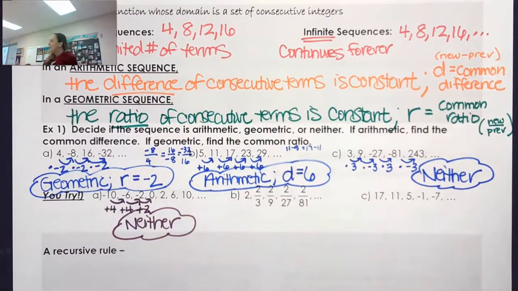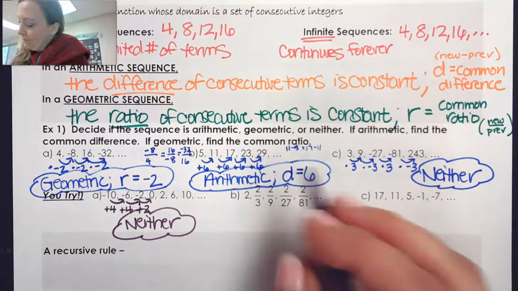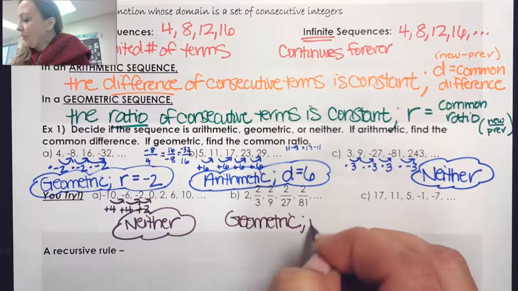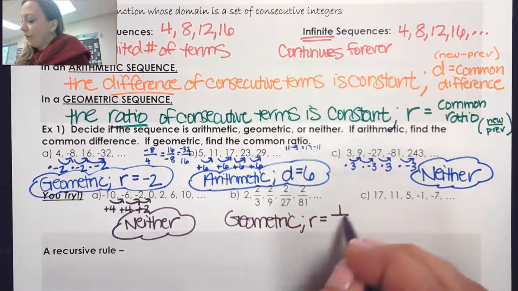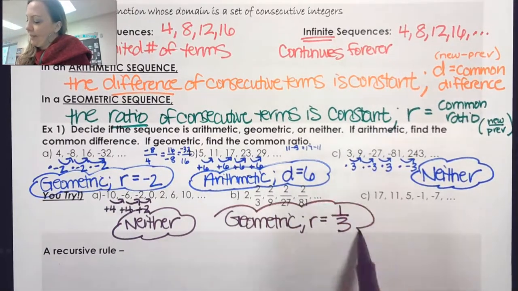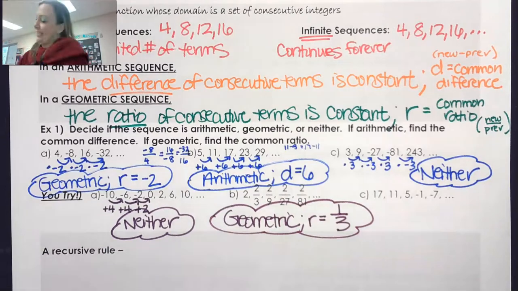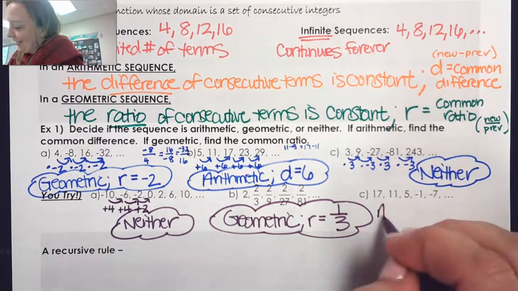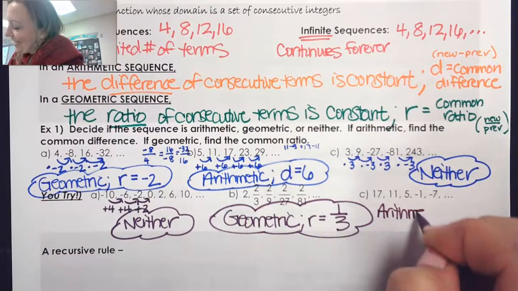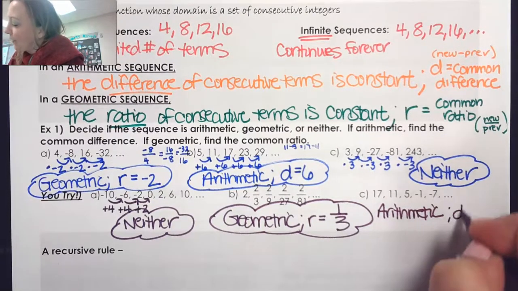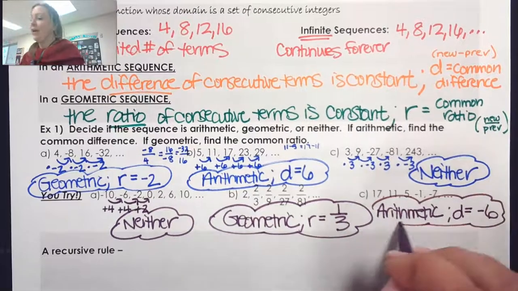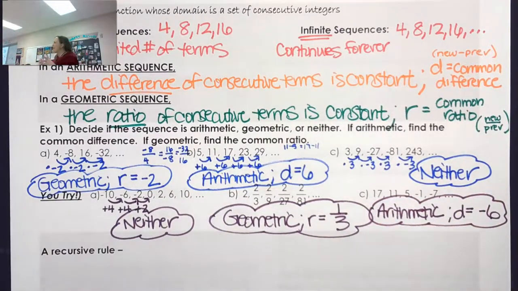How about letter B? Which is this one? Good. Geometric. And what would you say that R, then, the common ratio is? 1/3. Good. Okay, excellent. And how about letter C? Arithmetic. There you go. Nice. And for this one, what is the value of D? -6. Perfect. Okay. How are we doing on arithmetic or geometric? Feeling okay with that? Great.